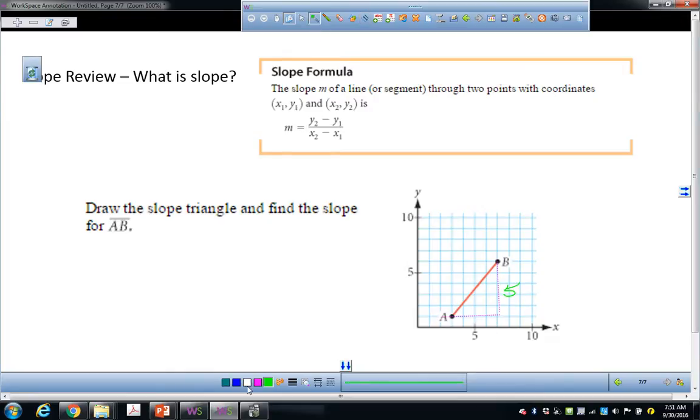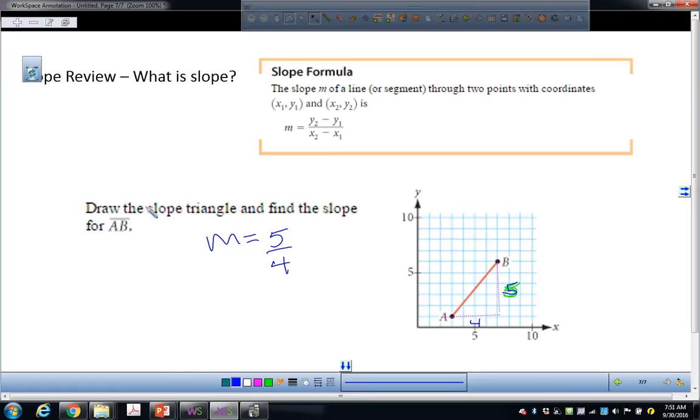How many did I go across? 1, 2, 3, 4. So what's my slope? Rise over run, 5 over 4. And whenever you're measuring slope, the rise over run is always from left to right. So if it goes uphill from left to right, it's positive. If it goes downhill from left to right, it's negative.